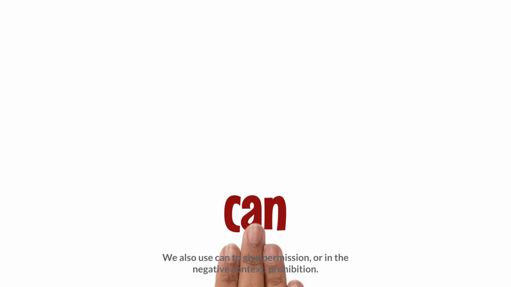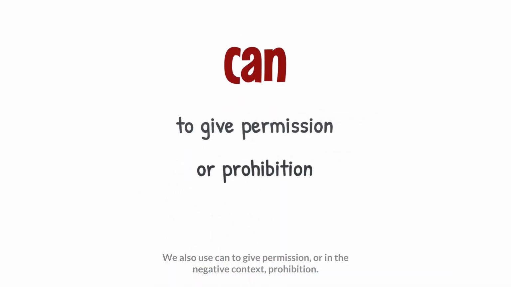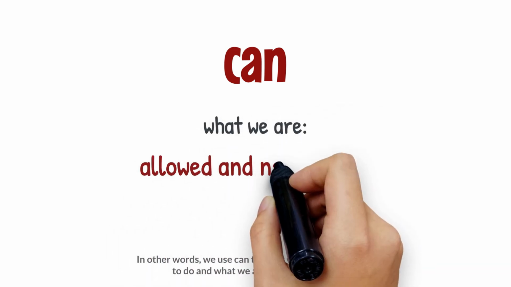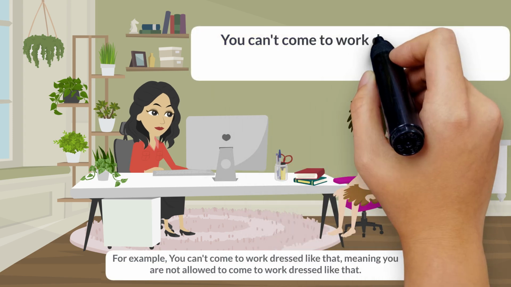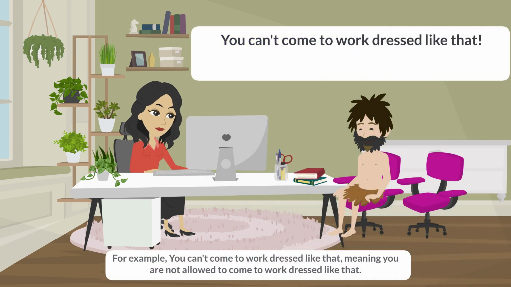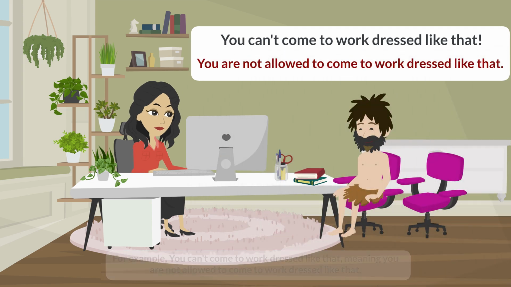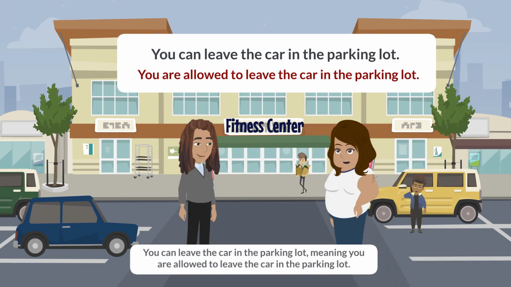We also use can to give permission or, in the negative context, prohibition. In other words, we use can to show what we are allowed to do and what we aren't allowed to do. For example, you can't come to work dressed like that. Meaning, you are not allowed to come to work dressed like that. You can leave the car in the parking lot. Meaning, you are allowed to leave the car in the parking lot.